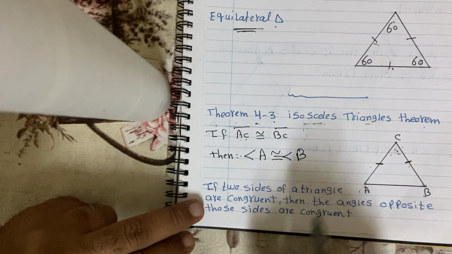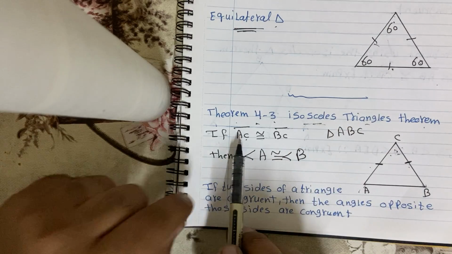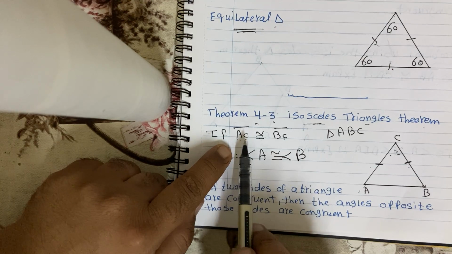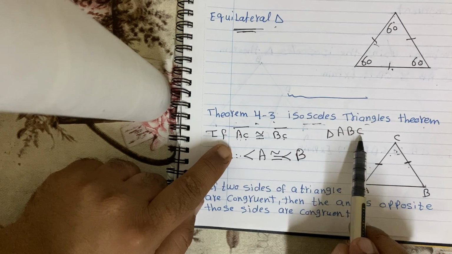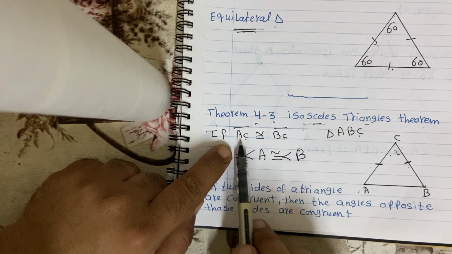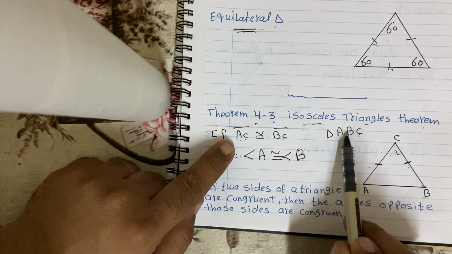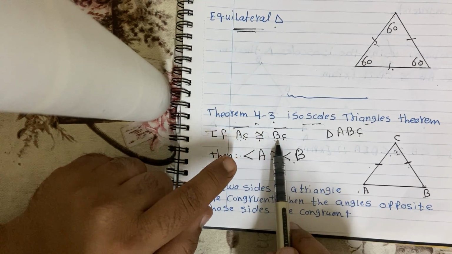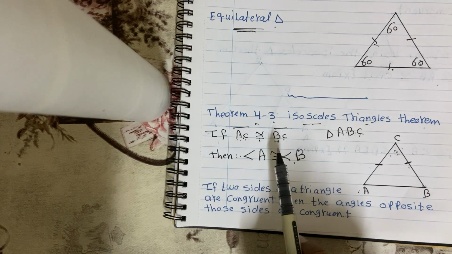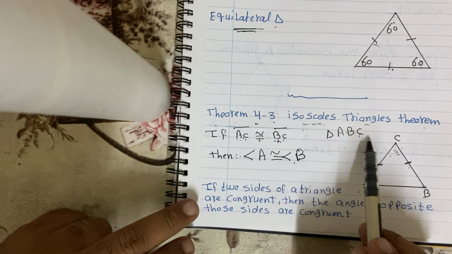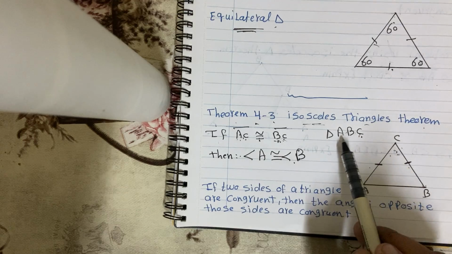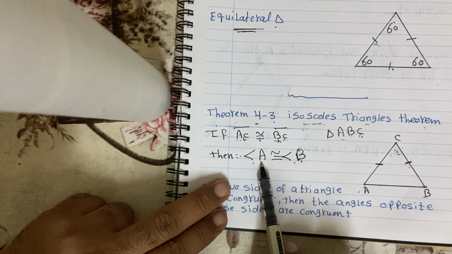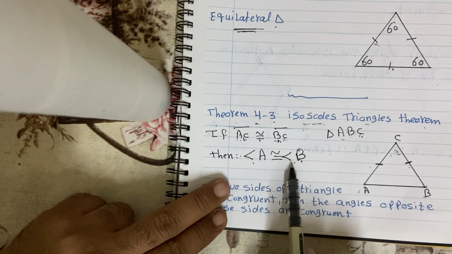The triangle is called ABC, right? Here you have AC congruent to BC. AC, which letter is left from the triangle ABC? We have A and C, so we have B. So for AC, the left letter is B. We wrote B and C, so A remains. For BC, the left letter is A. So angle A is congruent to angle B.